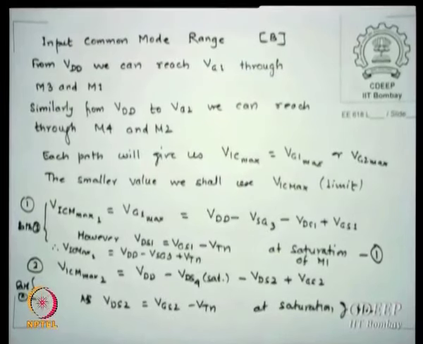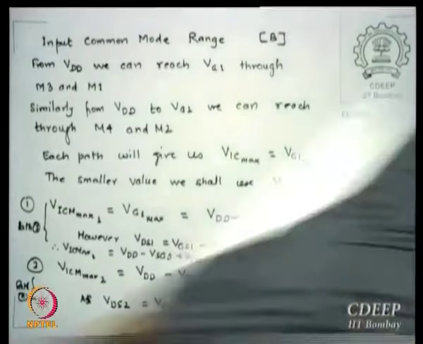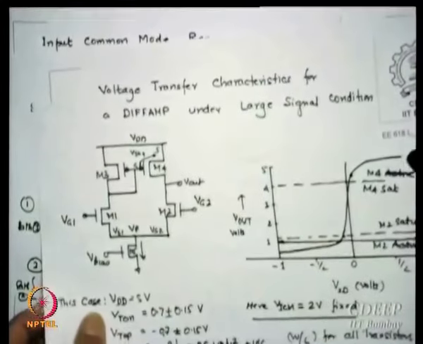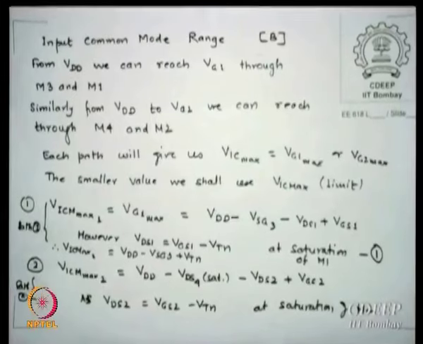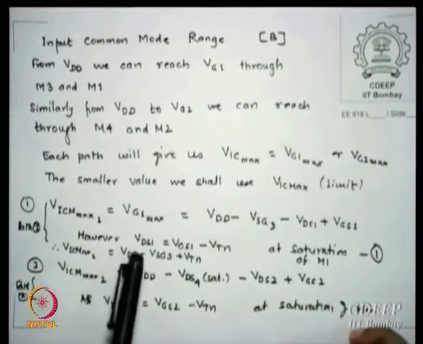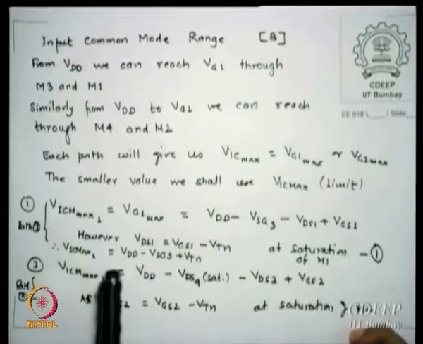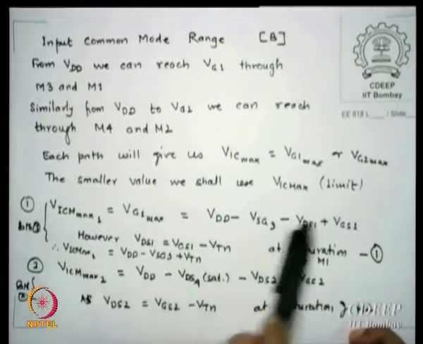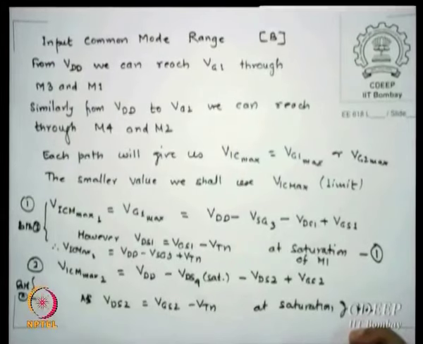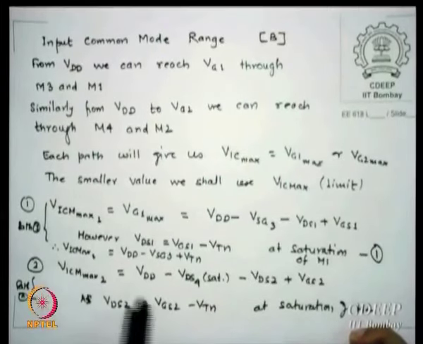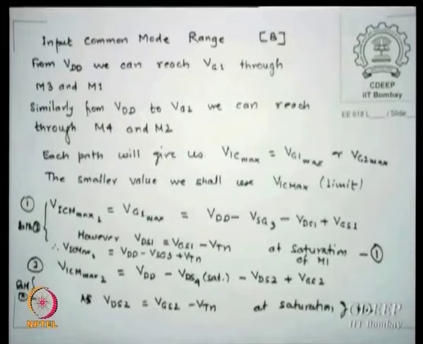However, at the edge of saturation, what is VDS1? When this transistor is M and VDS, or VGS minus VT, is equal to VDS, that is the edge, the least value of that. So I write VDS1 is VGS1 minus VTN at the edge of saturation. So I write VIC max 1 is VDD minus VSG3 and I replace this VDS1 by this, substitute here. So I get VDD minus VSG3 plus VTN is the value which I am going to get. Is that clear to you?